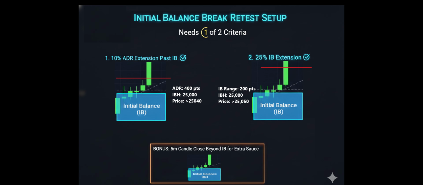Just a quick reminder again for everyone on how the ADR extensions work. If the average daily range is about 400 points and the IB high price is at 25,000, then 10% of the ADR is about 40 points. So you want to see price extend 40 points above the IB high, or up to 25,040. That's just a way that I validate whether or not the break is real, and it gives me a gate so I don't FOMO into the trade.